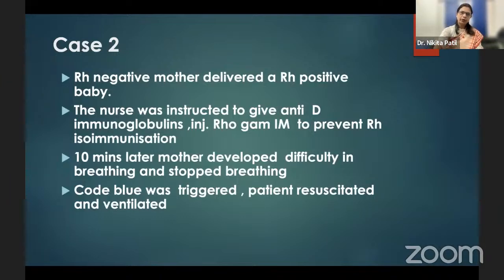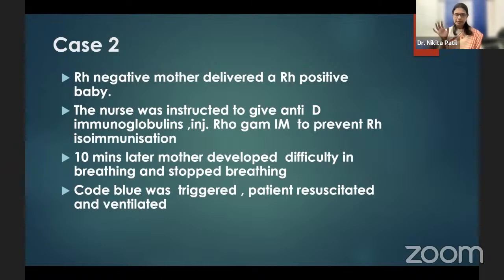The second case I would like to tell you all is of an Rh negative mother who delivered an Rh positive baby. Now the trained nurse was instructed to give anti-D immunoglobulin, injection Rogam, IM, to prevent Rh isoimmunization. She was very well versed with it. Ten minutes later, the mother developed difficulty in breathing and suddenly stopped breathing. Immediately, code blue was triggered. The patient was resuscitated, ventilated and put on the ventilator. The patient was fine, but then what went wrong?